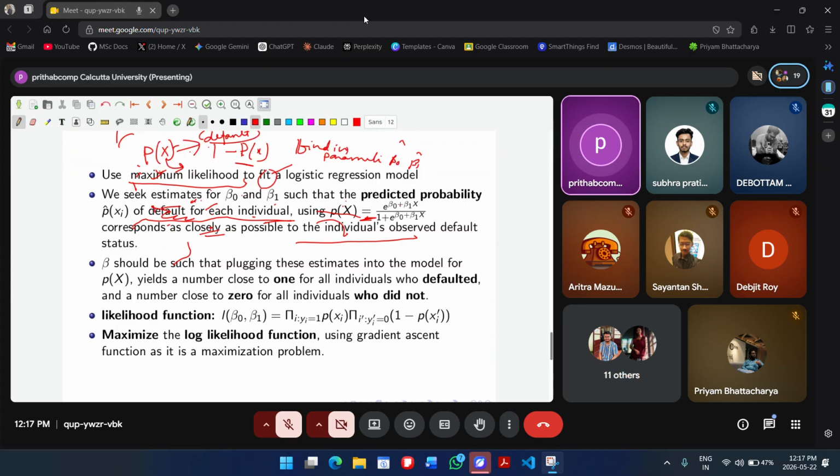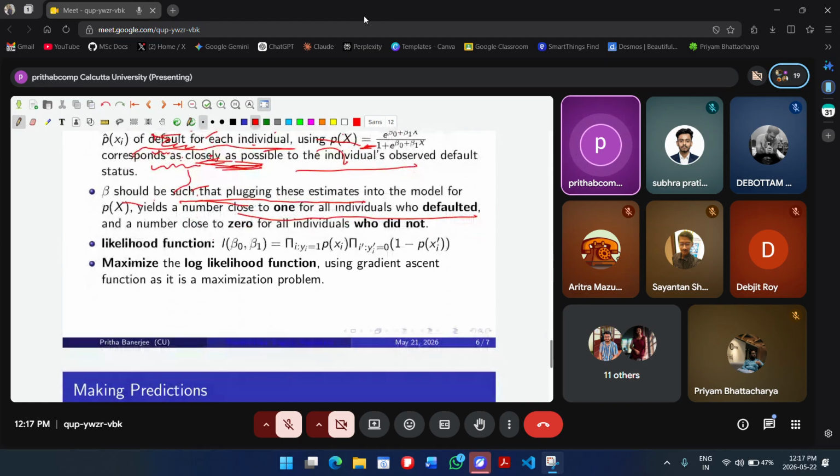Now, how do you represent this, corresponds as closely as possible? How will you define as close as possible? That is where maximum likelihood comes into the picture. Beta should be such that plugging this estimate into the model for p of x yields a number close to 1 for all individuals who defaulted, and a number close to 0 for all individuals who did not. That is what I said in the previous statement.